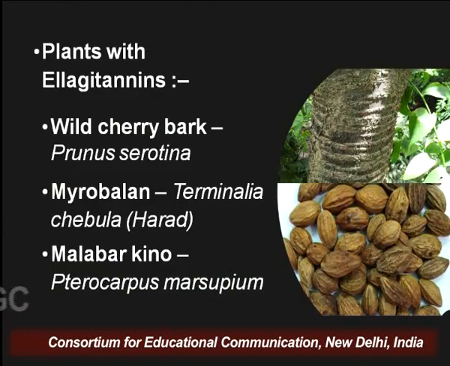Now, these are examples of plants which have ellagitannins, and the most common example is the wild cherry bark, which is obtained from Prunus serotina, and you can see the picture of this bark. Then myrobalan, that is Terminalia chebula, the fruits of which are known as harad or Malabar kino. All these are plants which are rich in ellagitannins.